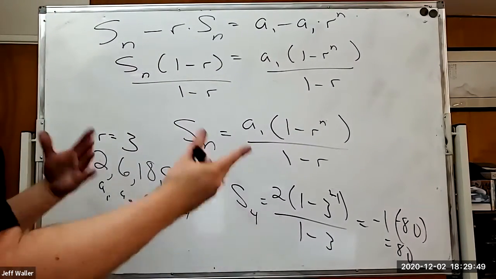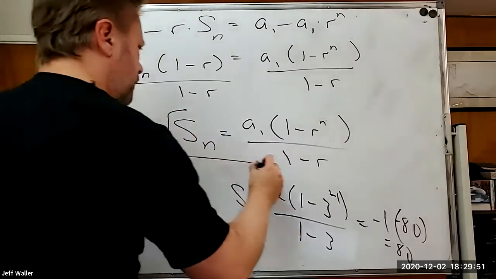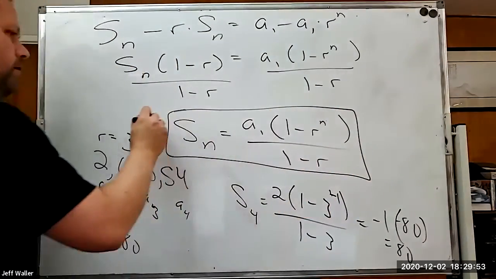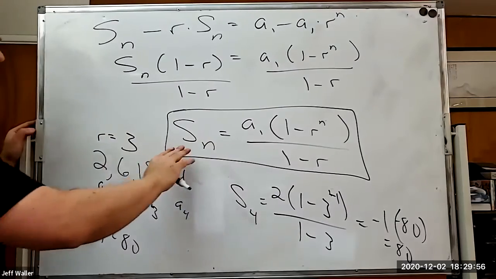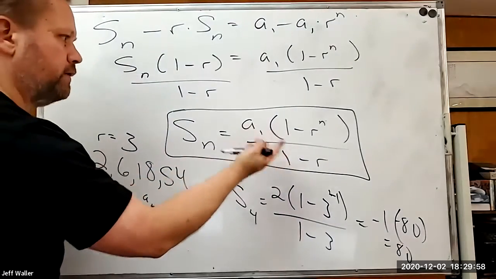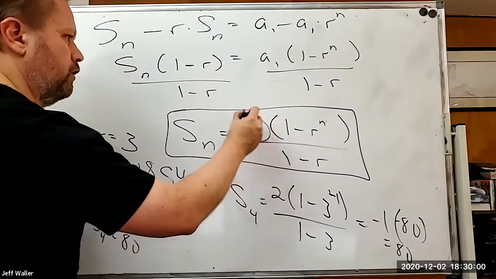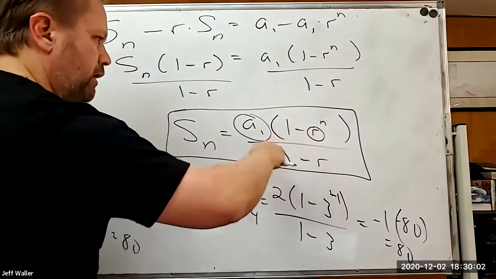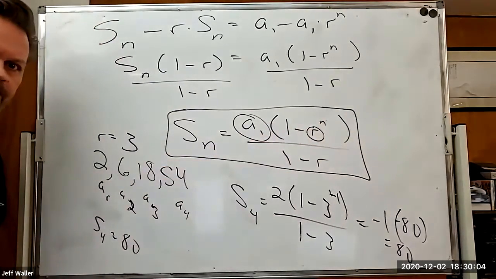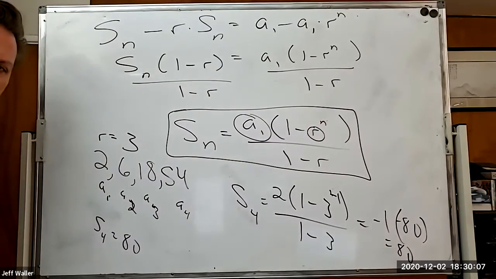All right, so that's kind of interesting. These little things are going to come up in the work in section 13.4, but they're just little formulas to plug stuff into. This means the first term. This means what number you keep multiplying by. Okay.